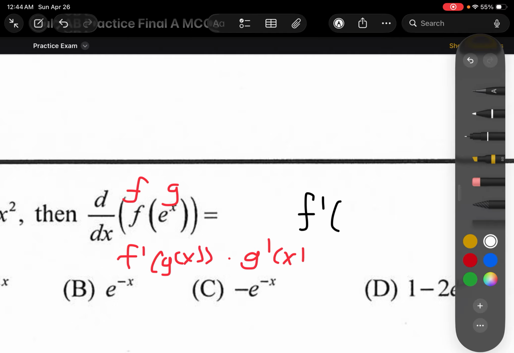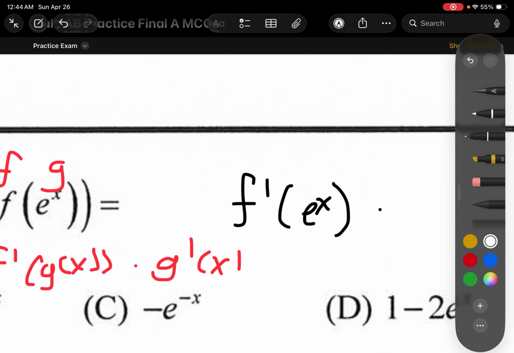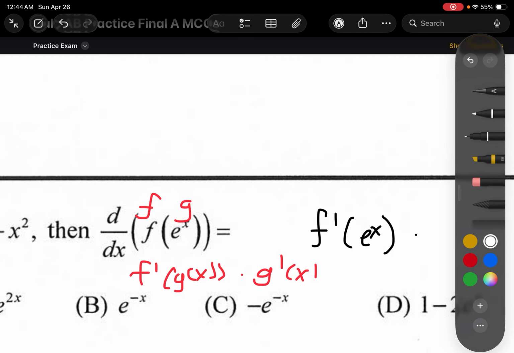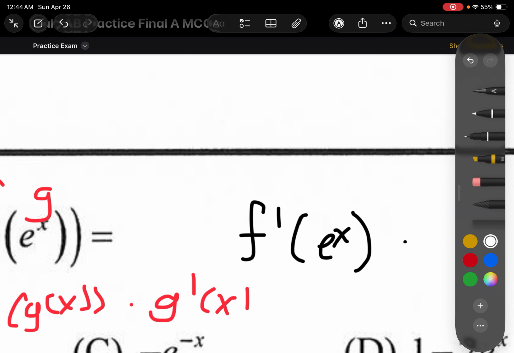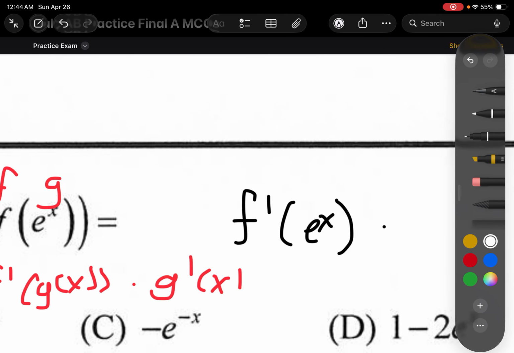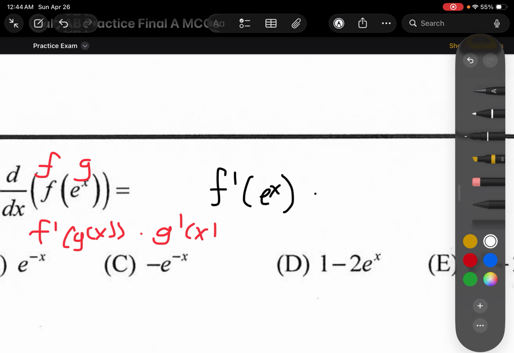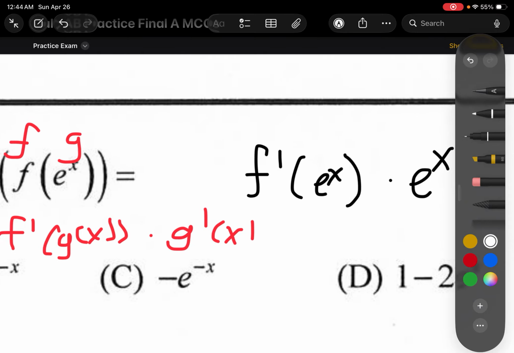Anyways, leave g alone, and that's going to be multiplied by the derivative g prime of x. The derivative of g, this is the derivative of the inside. The derivative of the inside is going to be e to the x, because the derivative of e to the x is itself. So that's how it should look.